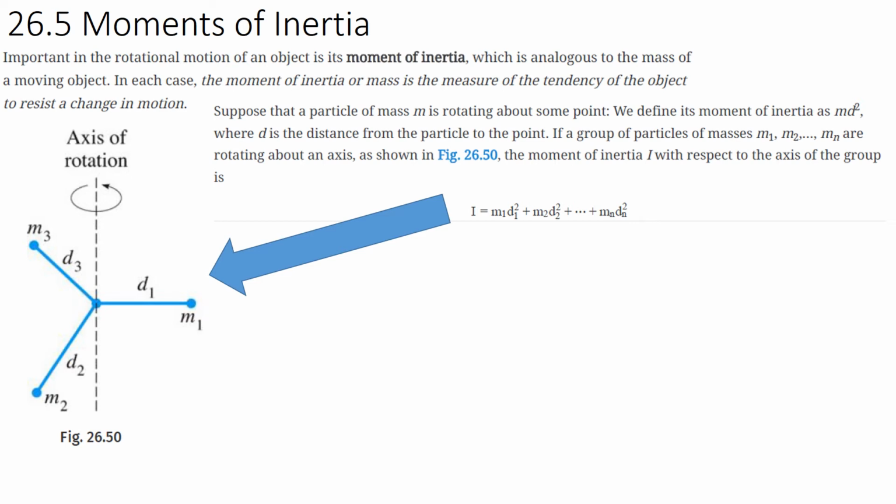So that's why when they want big, heavy wheels that are hard to get spinning and hard to stop, they not only make them heavy all the way around at the edges, but they also make them very big so that they have a greater distance there.